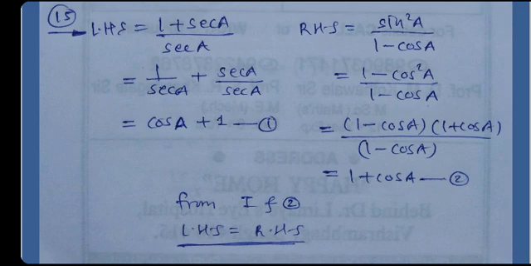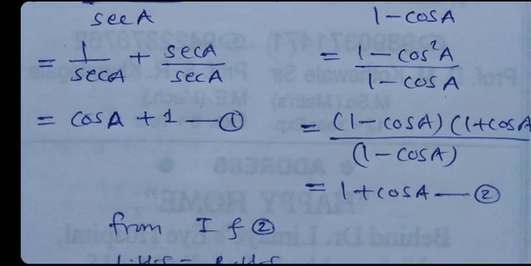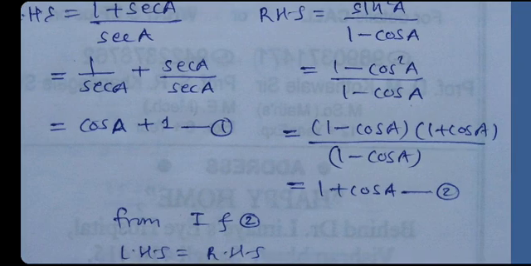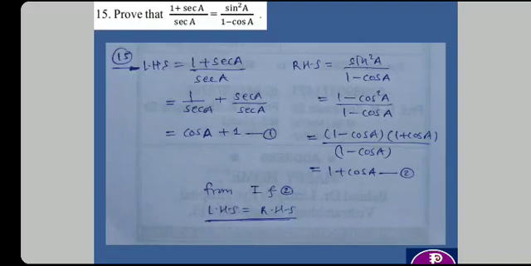In RHS we have sin square A upon 1 minus cos A. Sin square A can be written as 1 minus cos square A and 1 minus cos A as it is. So here again it is a square minus b square. So first bracket it is a minus b, that is 1 minus cos A. In the second bracket it is 1 plus cos A upon 1 minus cos A. Then 1 minus cos A, 1 minus cos A get cancelled. So only remaining is 1 plus cos A in RHS. Then from equation 1 and 2, we can say that LHS is equal to RHS.